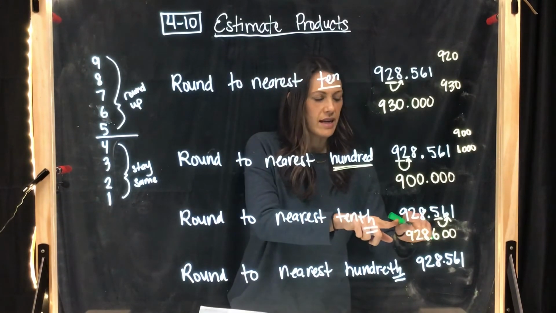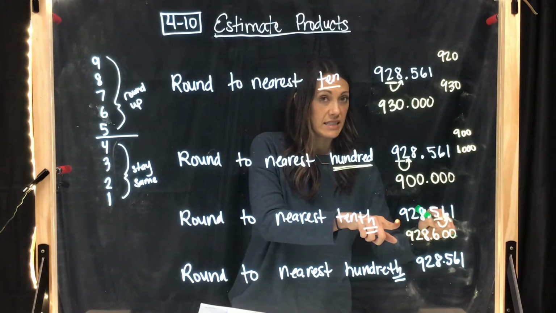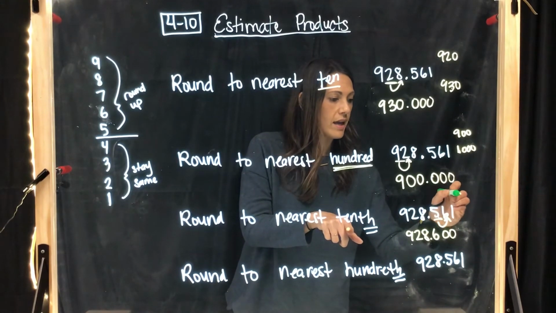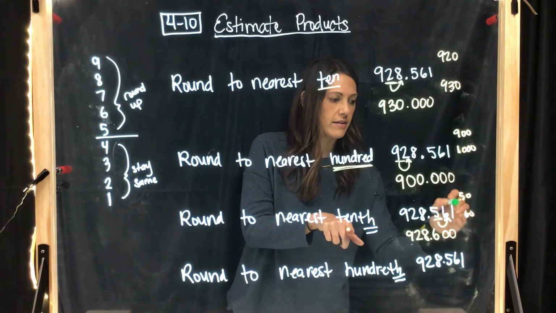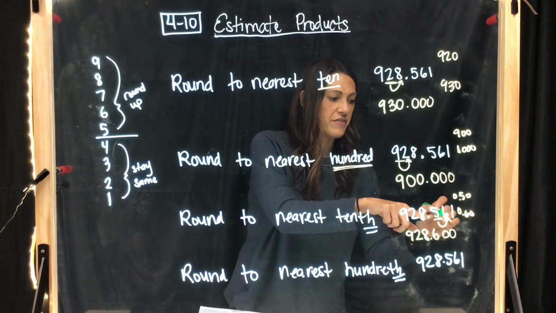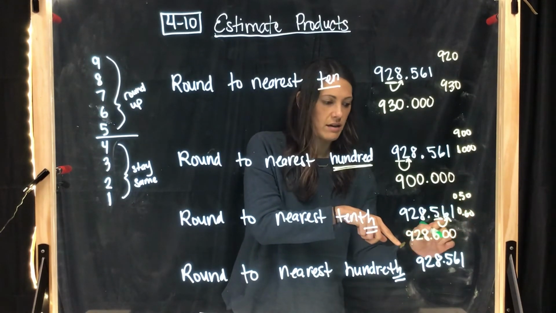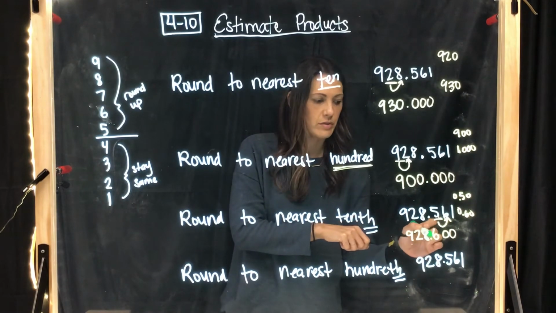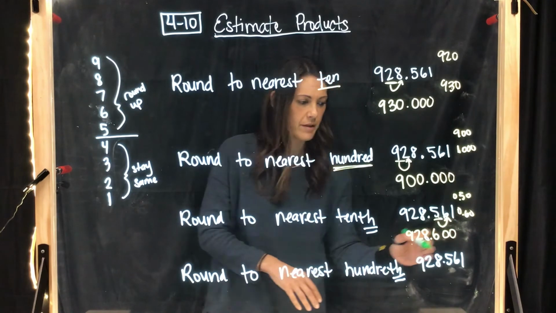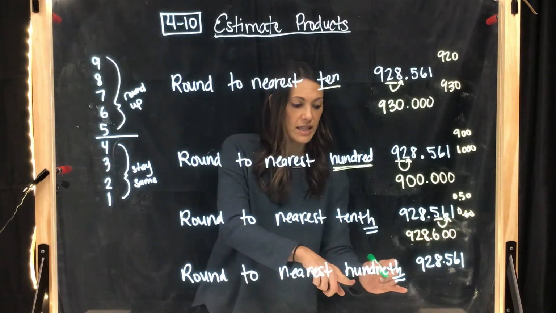Now, when I think of this, 928.561, the two tenths that this is in between are 50 hundredths and 60 hundredths, right? So 56 is going to be closer to 60, which is why that rounded to 6 tenths, or 600 thousandths, okay?